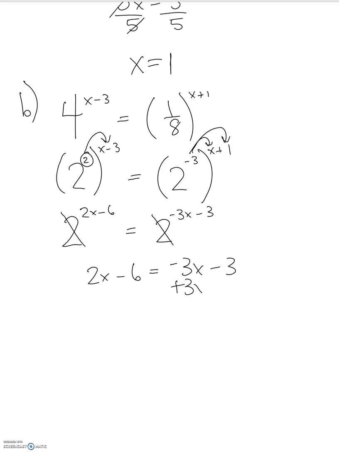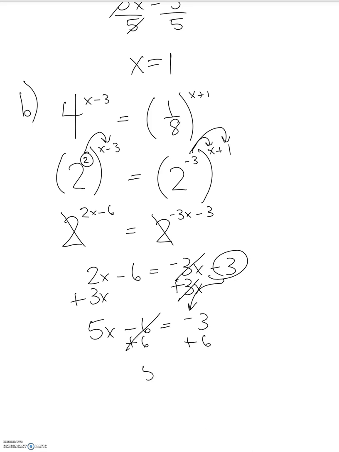Using inverse operations like I did in the last problem, I can start getting my like terms together and get 5x minus 6 is equal to negative 3. Make sure that negative sign follows you down. I'm going to add 6 to both sides. 5x is equal to 3. Dividing by 5 gives me an answer of 3/5. Just because it's a fraction doesn't mean it's wrong. That is our answer to this problem.